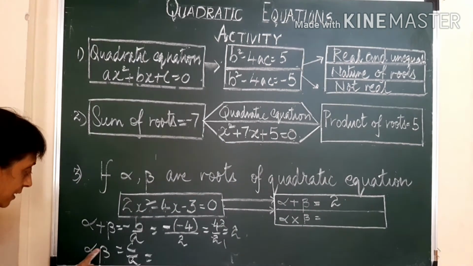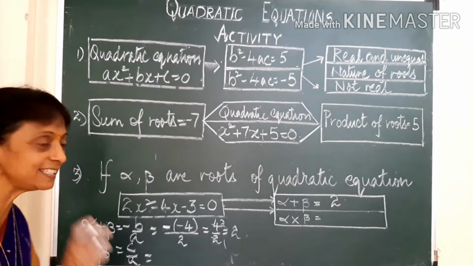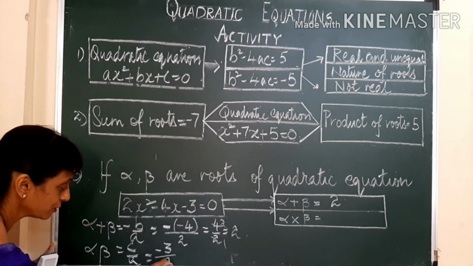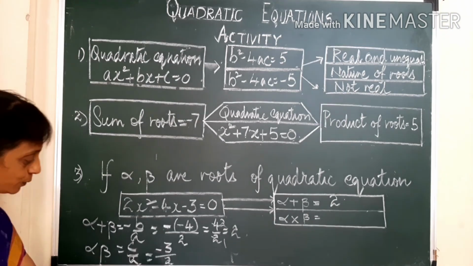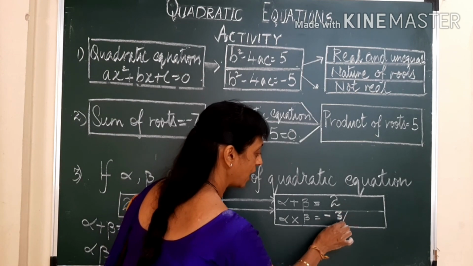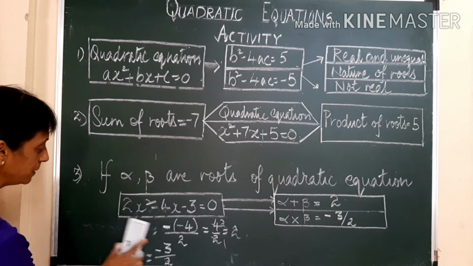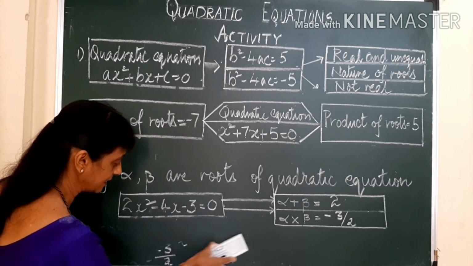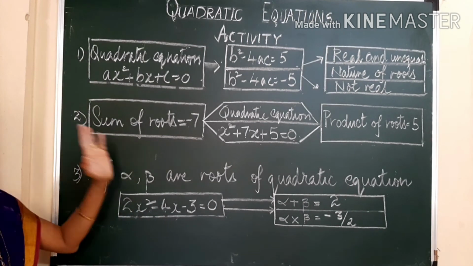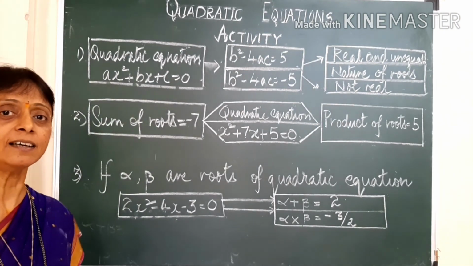Let's move further, children. Alpha into beta is c upon a. What is c? Is it 3 or -3? It is -3 upon a. What is a? 2. So finally, what is the answer? You cannot reduce. So what will the answer be? Alpha into beta is equal to -3 upon 2. Right, children? So we are done with the problems in the activity. Once you know the equation and how it is related to the coefficients, you can find out the answer for any problem given in the activity.